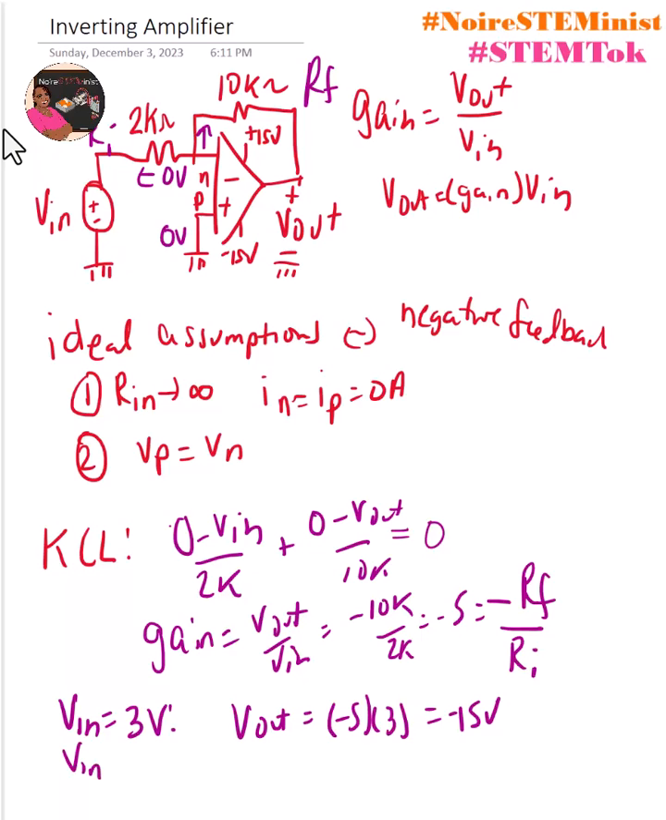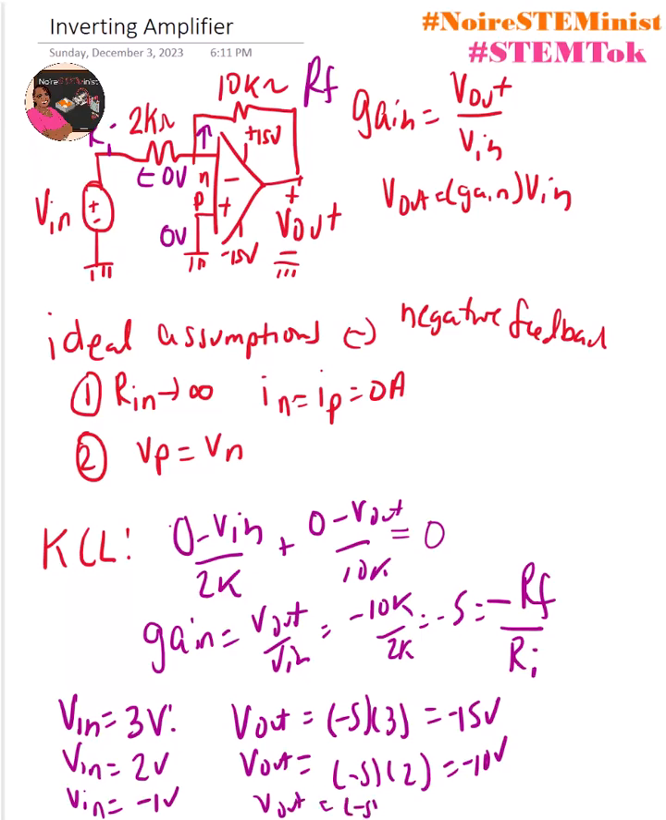Or if V in is equal to 2 volts, then V out is equal to negative 5 times 2, which is negative 10 volts. Or if I send in a negative value, such as V in is equal to negative 1 volt, then V out is equal to negative 5 times negative 1, which equals 5 volts. So as you can see, it's an inverting amplifier because the sign flips, and it's an amplifier because it takes in a value and it sends out a larger value. Although you can also make an inverting amplifier that attenuates, or makes the output smaller, just by making the ratio RF over RI less than 1.